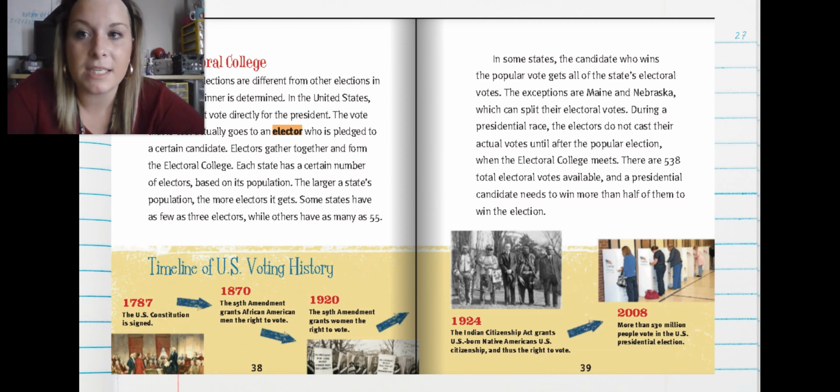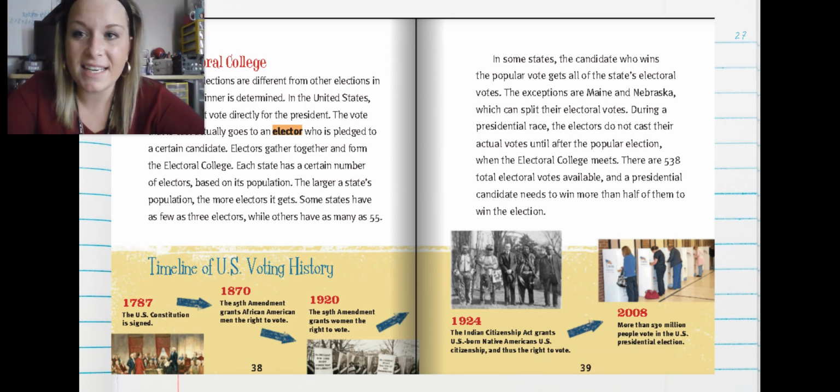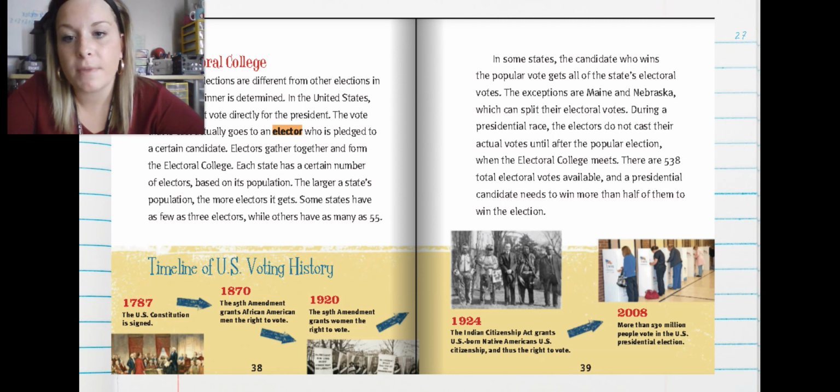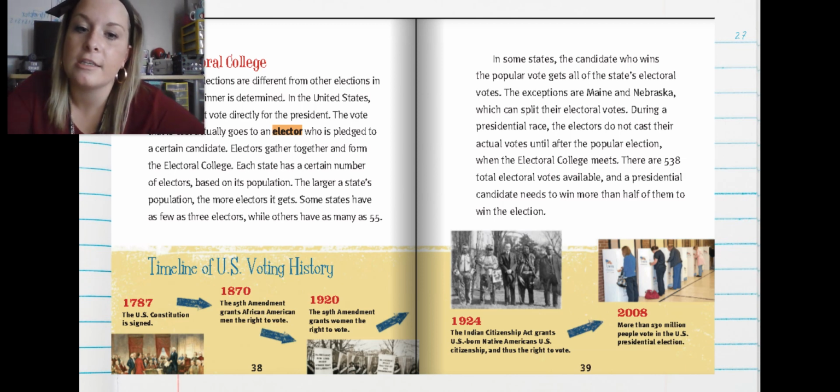So down below, we see a timeline of the U.S. voting history. In 1787, the U.S. Constitution was signed, which we learned about. In 1870, it says the 15th Amendment grants African American men the right to vote. Then in 1920, the 19th Amendment grants women the right to vote. In 1924, the Indian Citizenship Act grants U.S.-born Native Americans U.S. citizenship, and thus they are given the right to vote.